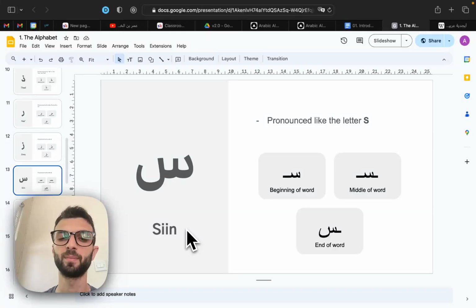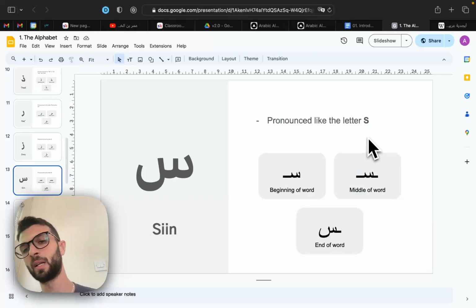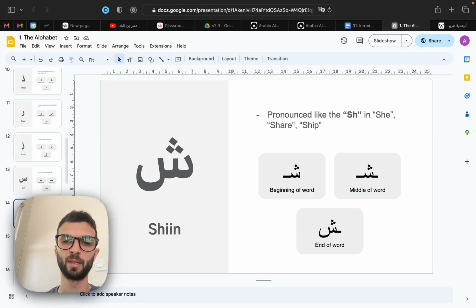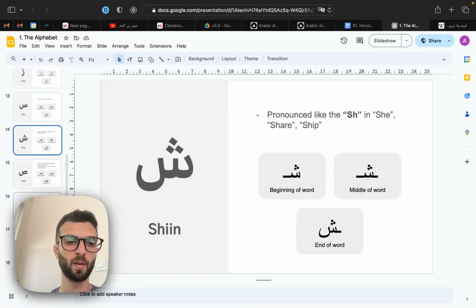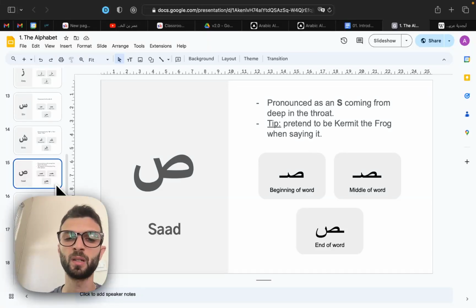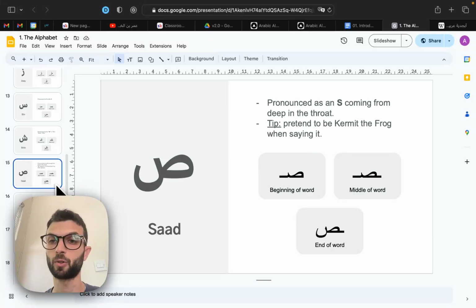Next is Sin, pronounced like the letter S. This one is Sheen, pronounced like the letters SH in she, share, ship. This is Sad, pronounced as an S coming from deep in the throat. A tip here is to pretend to be Kermit the Frog. Kermit the Frog cannot say the letter S. He says Sad.